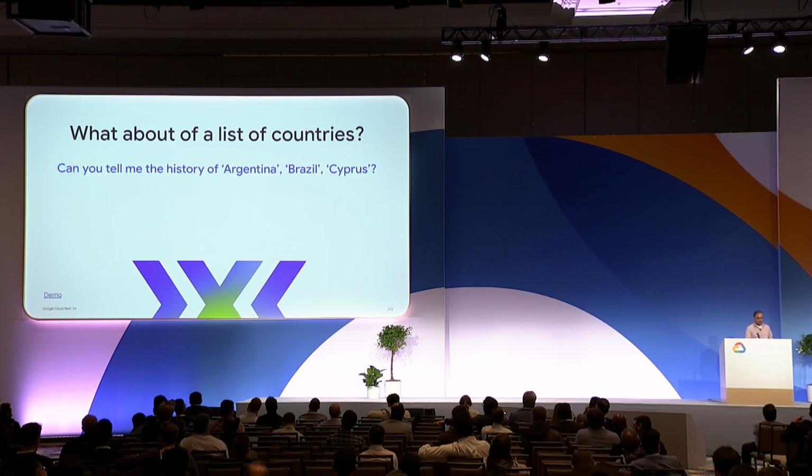Well, LLMs can understand a list of countries, so you can ask, can you tell me the history of Argentina, Brazil, Cyprus, so on and so forth? And the LLM will return the results to you. But you have a couple of problems. Number one, how are you going to keep track of all the histories of these countries? You probably want to provide some kind of formatting information in your prompt and say something like, return a map of your countries to histories, or something like that, right? You need to think about that.